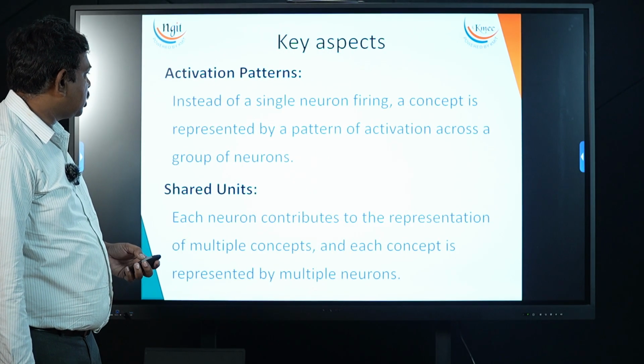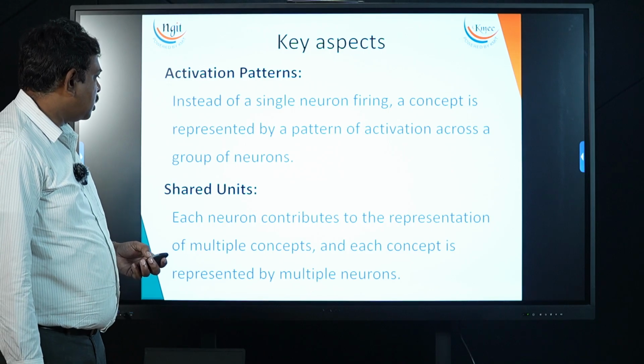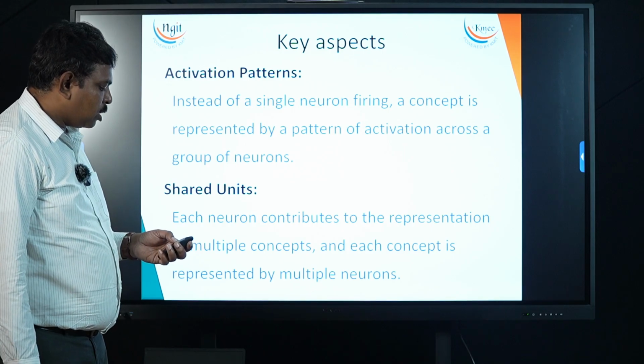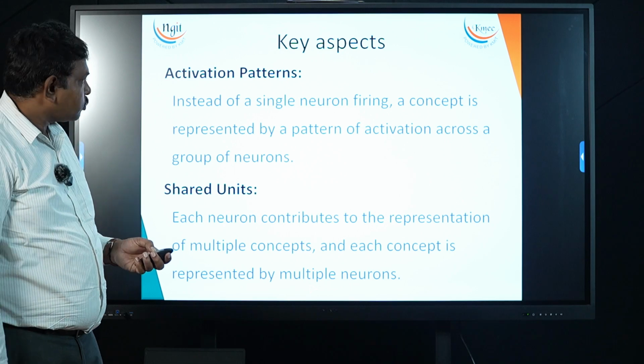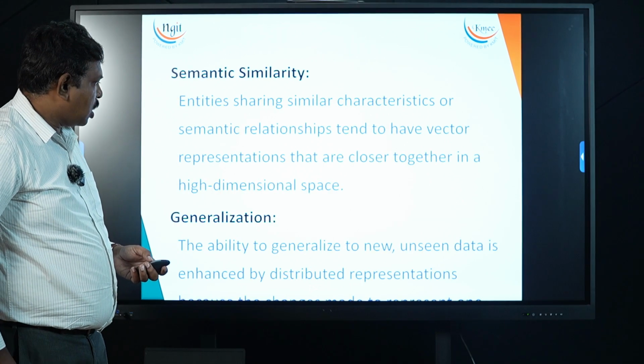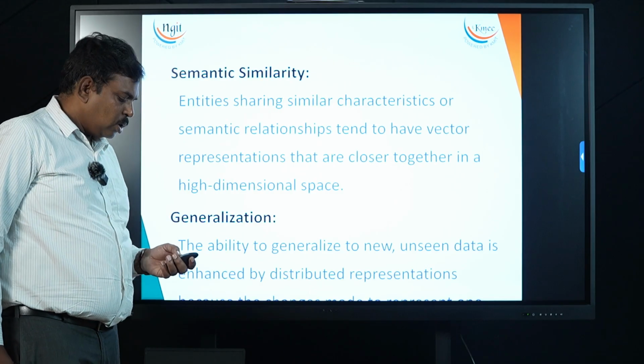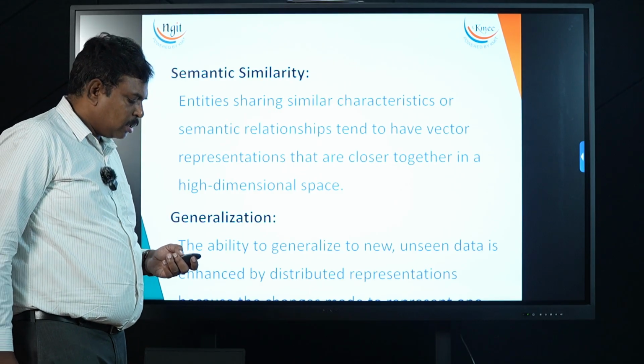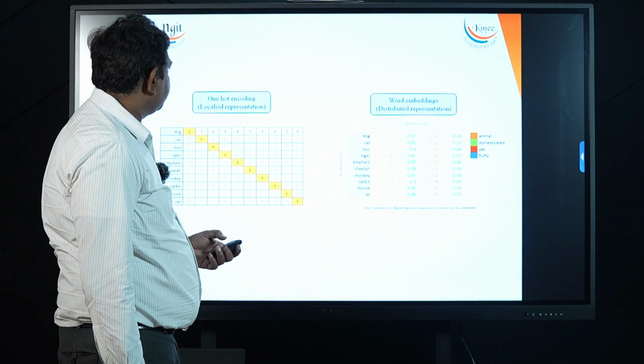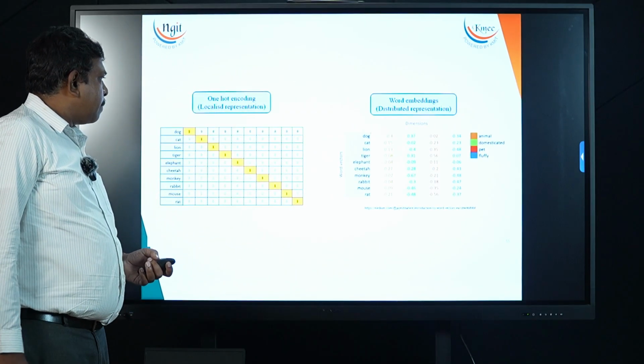So these four, activation patterns, are done group-wise. Each neuron shares multiple concepts. All concepts of similarity are grouped together. With generalization, you can get the unseen data from the features. So how is it done?